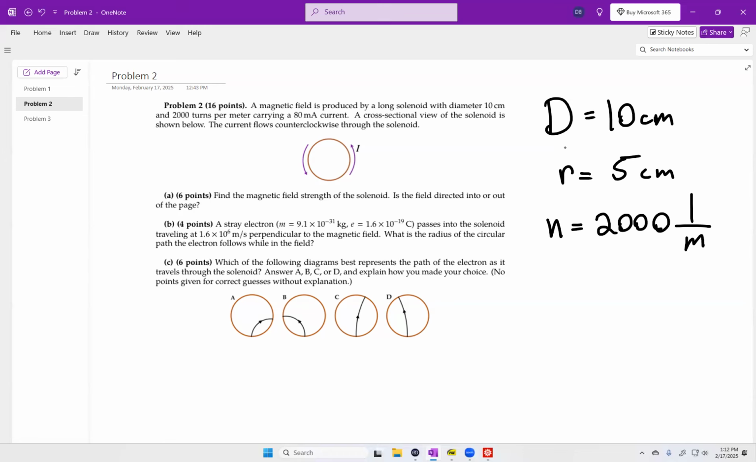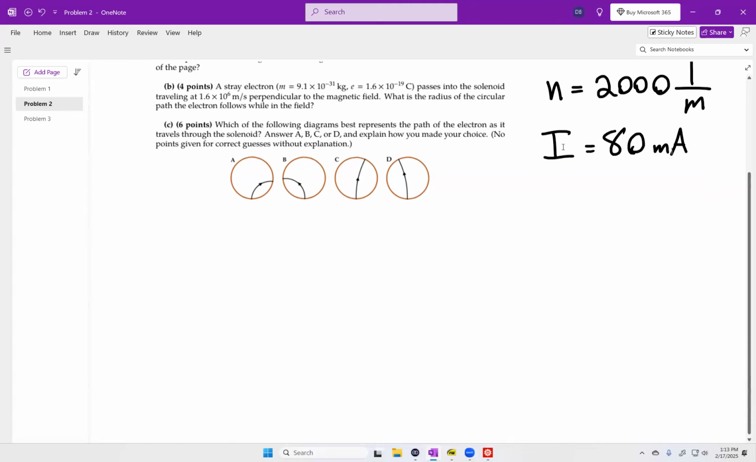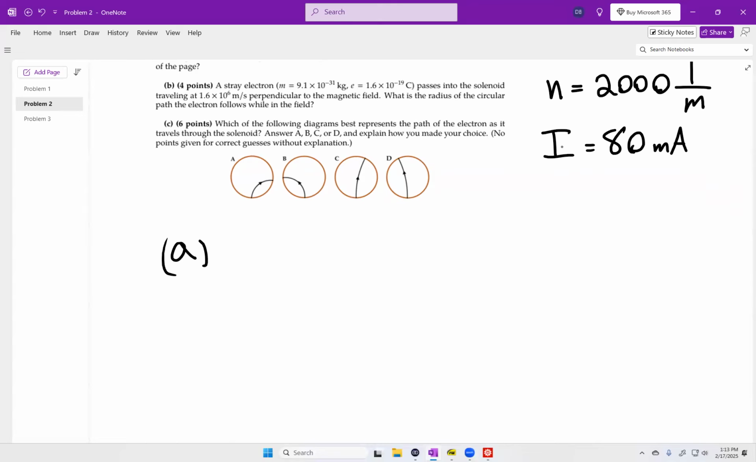Okay, and it's carrying an 80 milliamp current. And we're given the direction of the current, so we're told that when we view the solenoid this way, the current flows counterclockwise. We want to find the magnetic field strength of the solenoid. So this is just plug and chug.